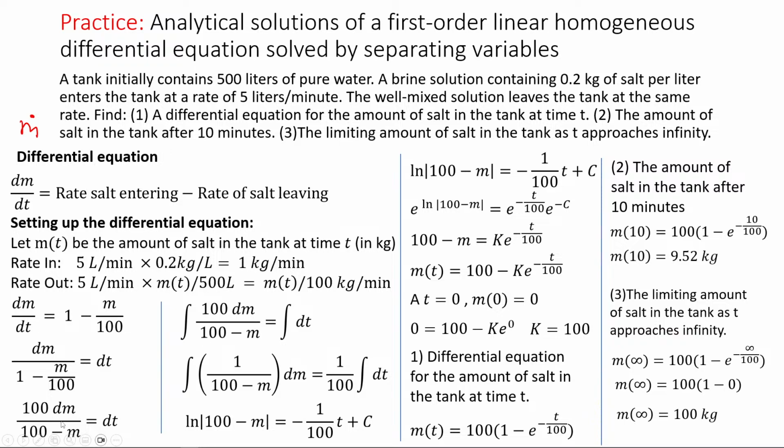Now when I get something that looks like this, I know how to solve it: I could solve this by separation of variables. I have two variables, I have dm here and I have dt here. And that becomes simple because now I integrate with respect to dm here, and then I integrate with respect to dt here. So the left hand side, I integrate with respect to dm, and the right hand side, I integrate with respect to dt.